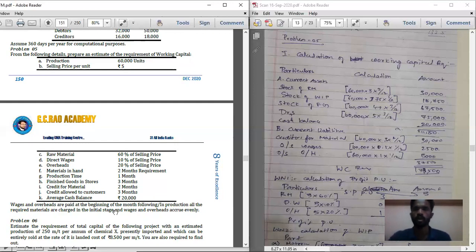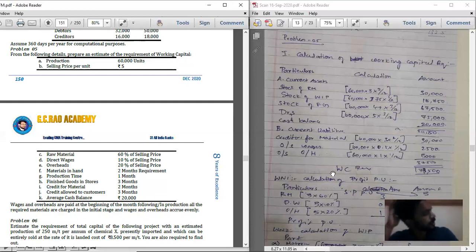Okay. Now we'll see the answer solution. Put the heading: Problem number 5. Statement number 1. Calculation of net working capital requirement. Please bear with this handwriting. Calculation of net working capital requirement.